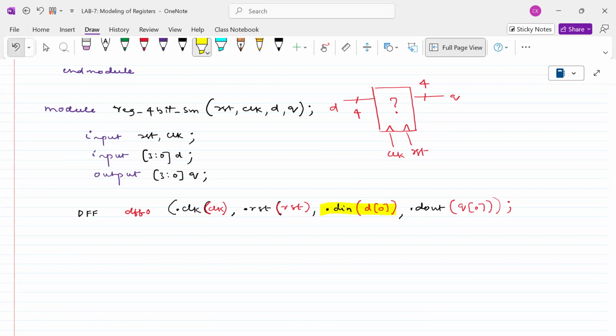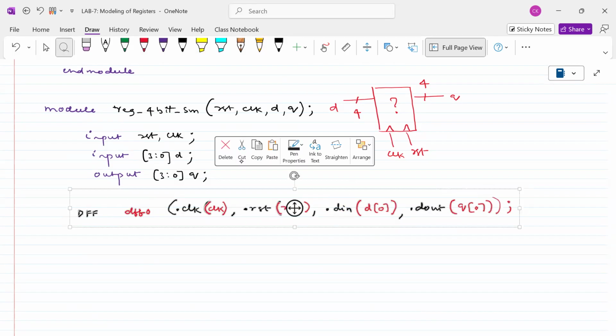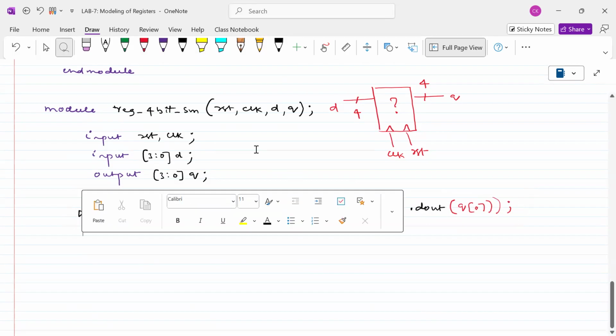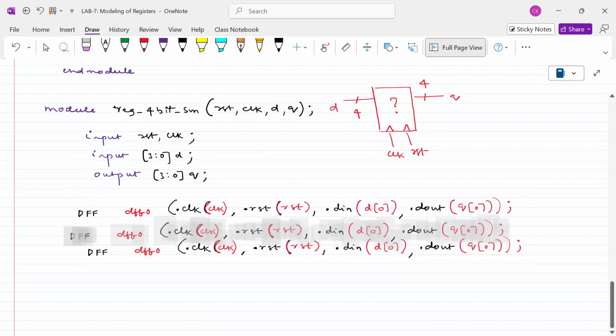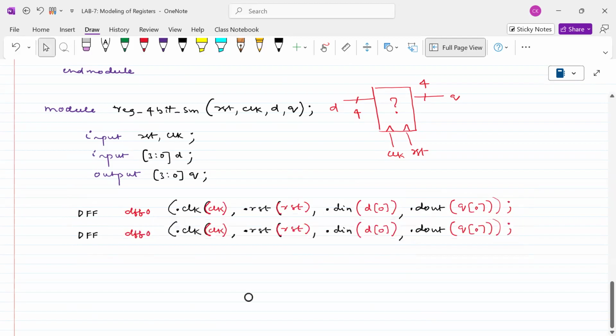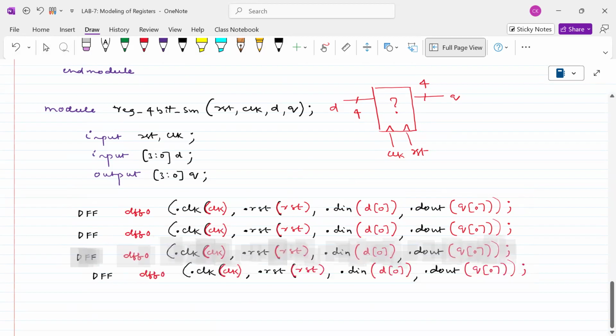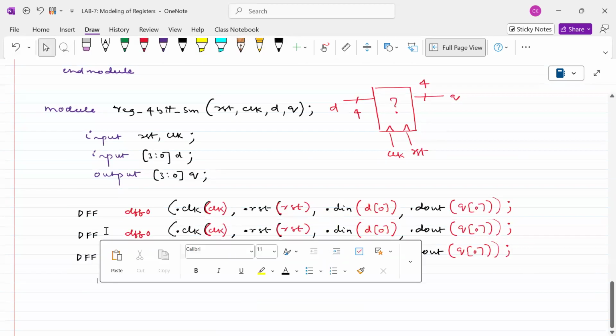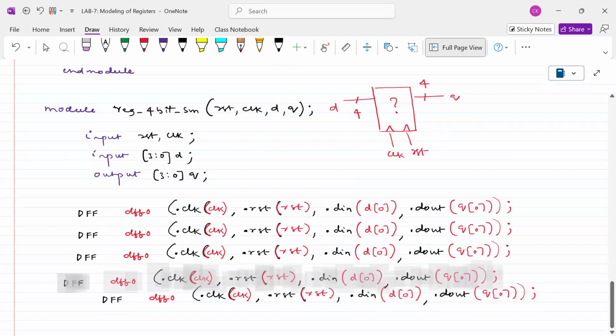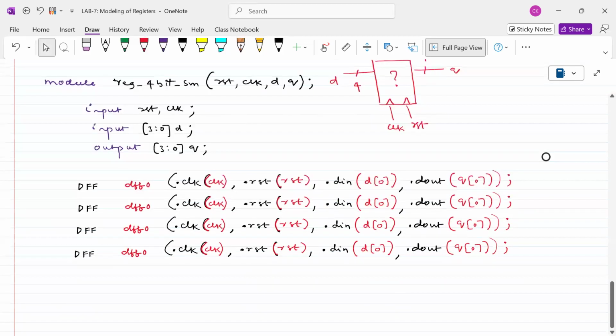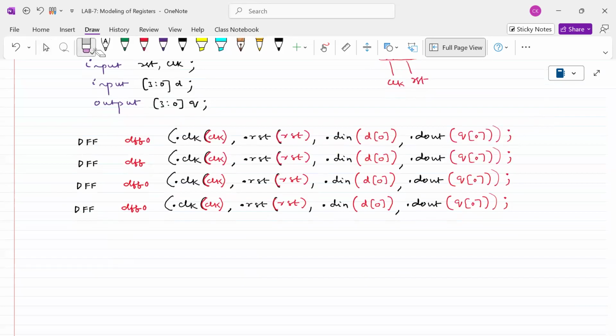Now, how many times do I have to consider this? 4 times. So let me take this 4 times. Copy. I have taken 4 times. What modification do I have to do? I want to remove this 1 and 2 because the same instance name should not be repeated. And where I have to change these things, I want to change, right?